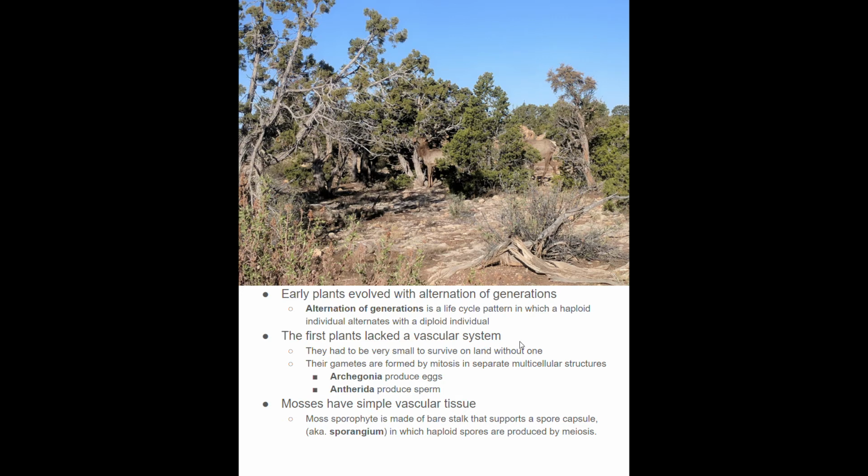The first plants lacked a vascular system. I kind of brushed over this really quick a little while ago. When they're first coming out of the water, they need to be really small to survive on land without a vascular system. I want you to think about these big old trees here, right? If nothing is in here to pull water all the way up to the tips of these branches, the trees die, right?